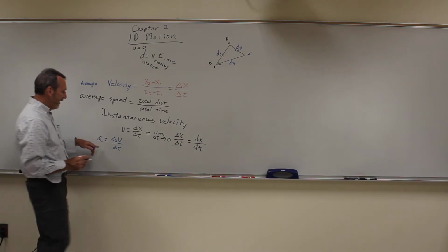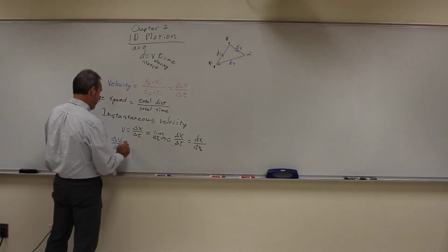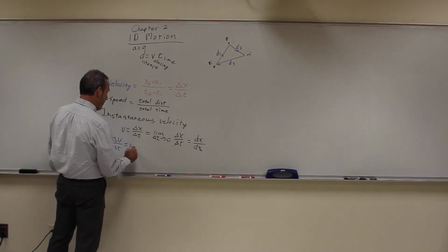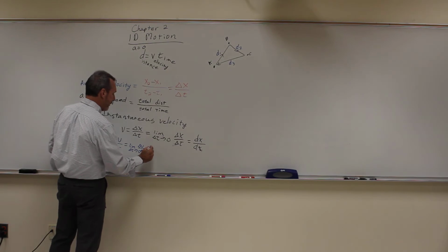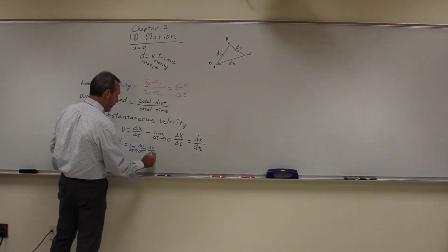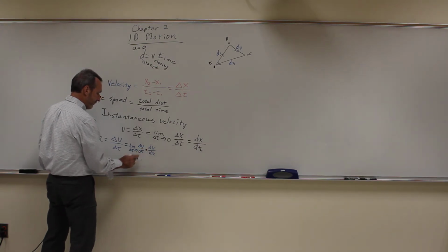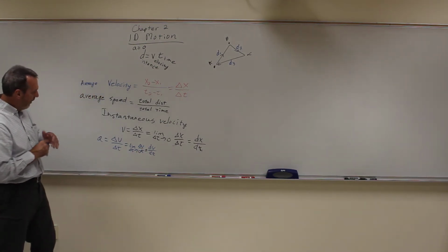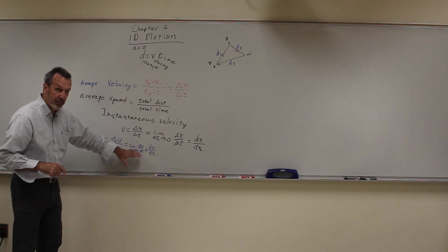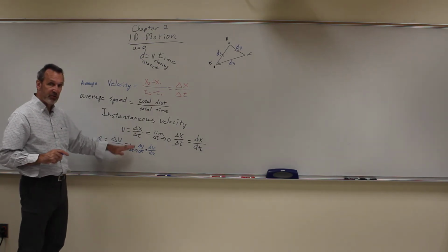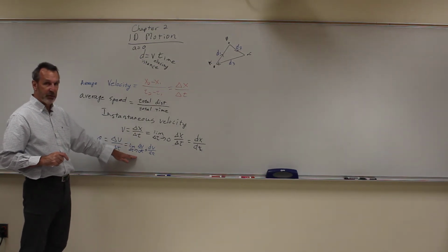Okay? And if you want instantaneous, you have to take the limit of this as delta t goes to 0, and this becomes delta v over delta t. This becomes dv/dt, or the derivative of velocity with respect to time. Okay? I know this seems a little obscure, but I'm going to make this make more sense right now. Just write this down in your notes. We'll get back to this.